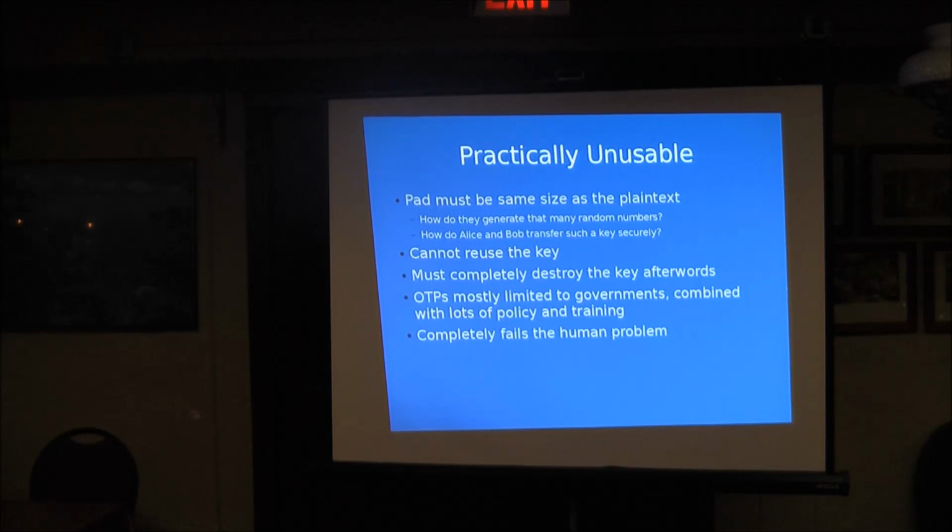They're practically unusable, though. The pad has to be the same size as the plaintext. And if Alice and Bob want to communicate with each other, Alice gives Bob this big key and then gives him this message. Well, why did she need to give him the message? Why not just hand the message over to him if they had a secure way of doing this already?